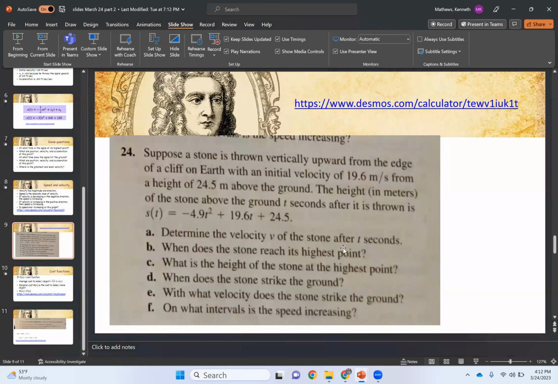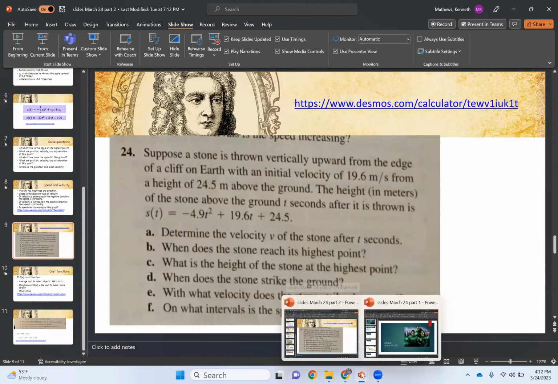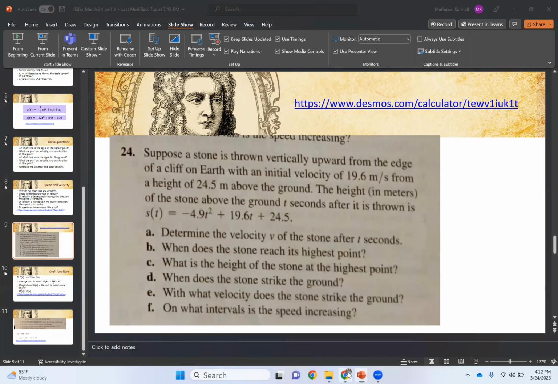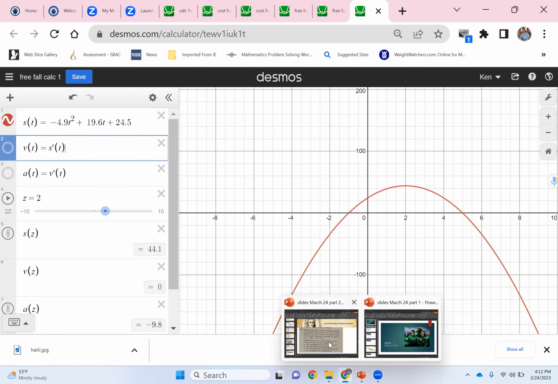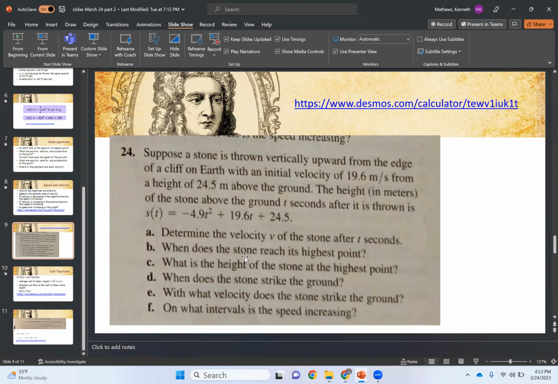Let's look at these other questions. Determine the velocity of the stone after t seconds. Okay, we can do that. The velocity of the stone after t seconds is the derivative of position, so it would be negative 9.8 t plus 19.6. There you have it. When does the stone reach its highest point? At 2 seconds.